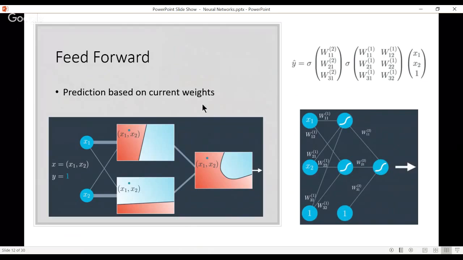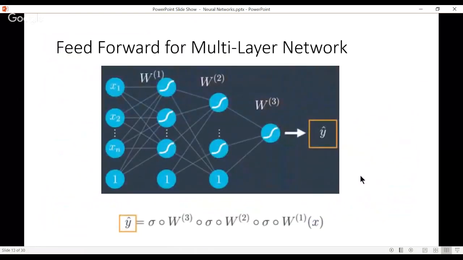So in feed forward, you just take your training data, all the data points, and you predict y hat for all of them, so that later you can compare the value of y hat with your actual value of y, whether it is 1 or 0 for a binary classification problem. So this is the feed forward for a multi-layer network.